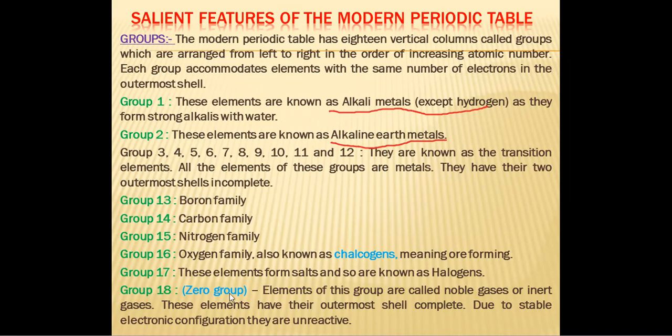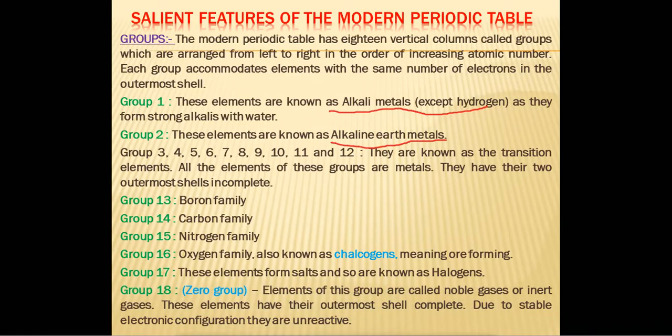Now group number 18, that is the zero group. Why is it called the zero group? Because the valency of the elements in this group is zero. They will not react with any other element. They are very unreactive. Elements of this group are also called noble gases or inert gases. These elements have their outermost shell complete. Due to stable electronic configuration, they are unreactive.